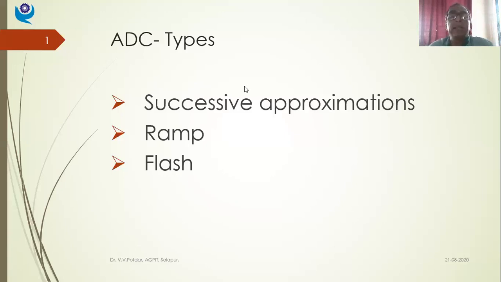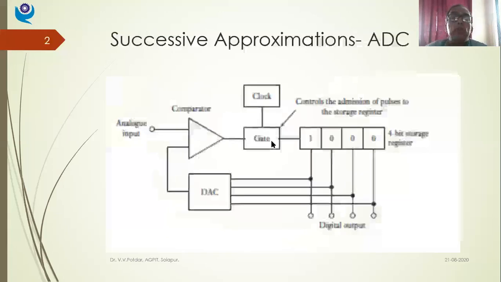So let us move further. We'll see three types of analog to digital converters. First is successive approximation type ADC. Then we have a ramp ADC. We have then flash or direct type of ADC. We'll go to the first type, that is successive approximation type ADC.